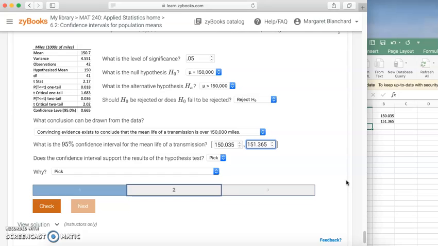Now, I'll be honest, I don't typically recommend using a confidence interval for a one-tailed test. It is a little bit more confusing, especially because we're not accepting the null hypothesis.